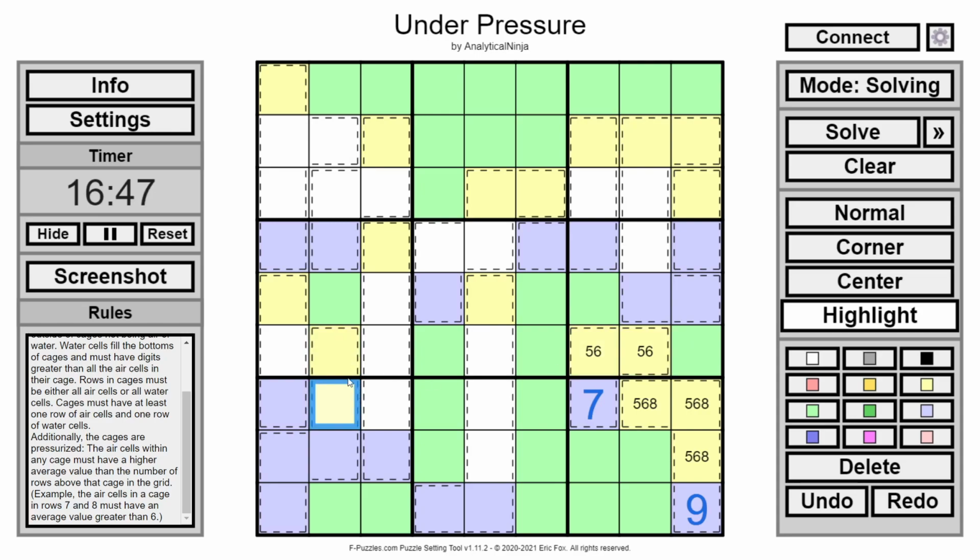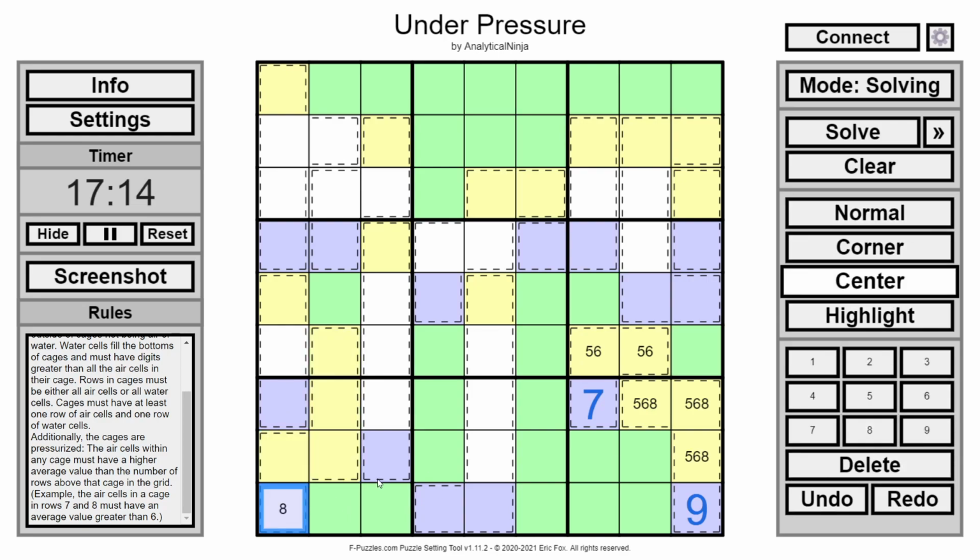We could do a 6 here, so then have this be 7, 8, 9. This would have a maximum of 4. 6 plus 4 is only 10, divided by 2 is exactly 5, not greater than 5. So I don't think we can actually have both of these be water. I think these both have to be air. And then this can't be a 9, so this is going to be a maximum of 8.